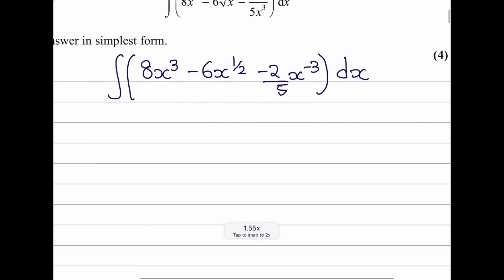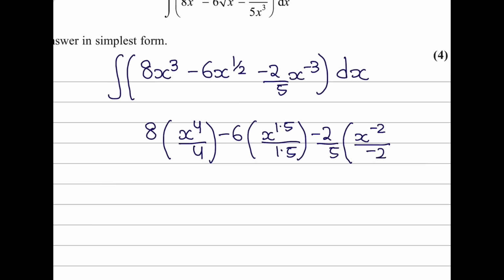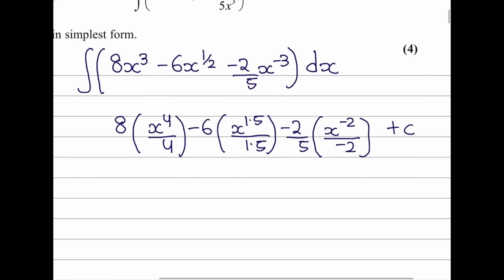Alright, now I simply integrate it. So 8 x raised to 4 because I had a power of 3, add 1 gives 4, divided by 4, minus 6 x raised to 0.5 plus 1 is 1.5, divided by 1.5, minus 2 over 5 x raised to minus 2, because negative 3 plus 1 is minus 2, divided by minus 2, the same power. And plus we'll have an additional constant as we're integrating.